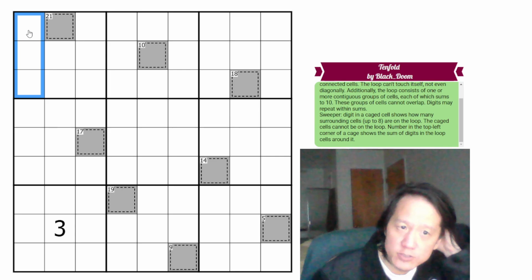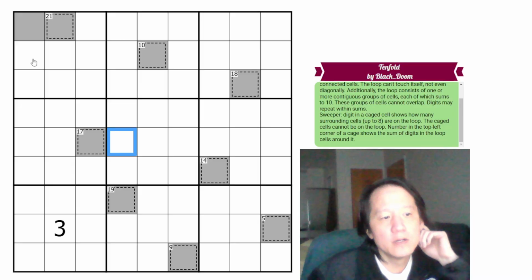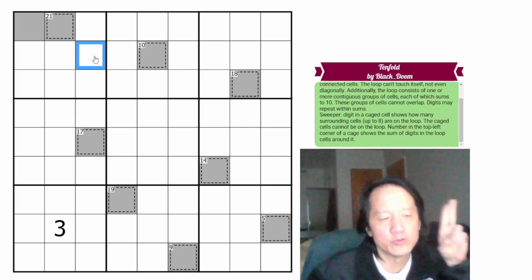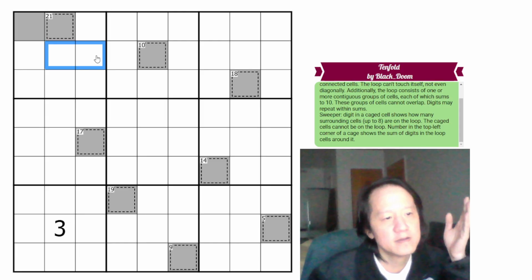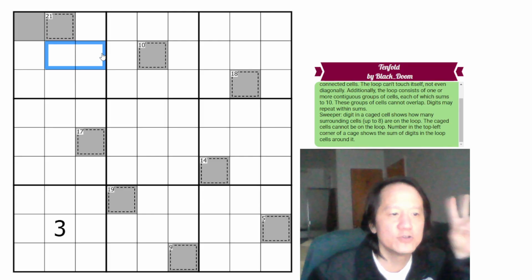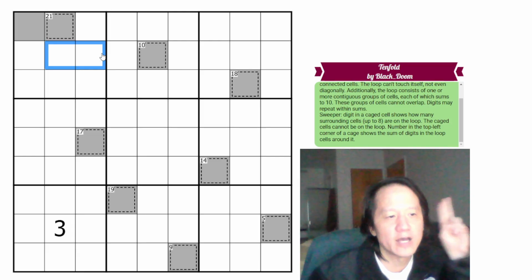So if it tried to enter this cell, it can't exit out anywhere. So therefore, this can never be part of the loop. In addition, if we have a set, every set of 10 must be at least 2 digits, right? Because you can't have a digit that's 10. So all the digits are 9 or less, so you always have to have 2 digits that add up to the set of 10.